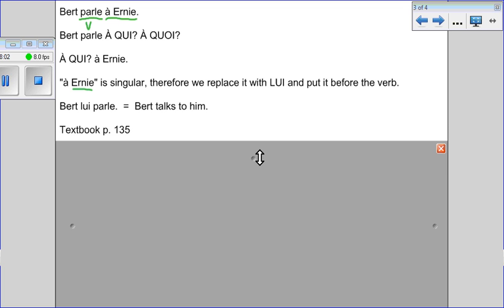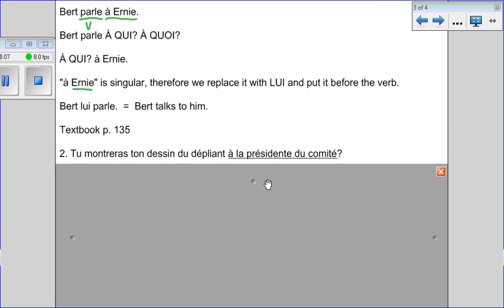If you take a look in the textbook on page 135, okay, on a la phrase Tu montreras ton dessin du dépliant à la présidente du comité. So here we have à, which is the preposition. Oh boy, look at that mess I just made. Let's try that again. We have the preposition à, which signifies that it's probably going to be an objet indirect. And then we have this nice long noun here.